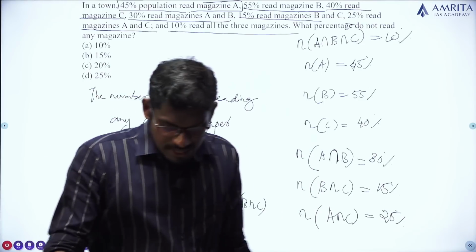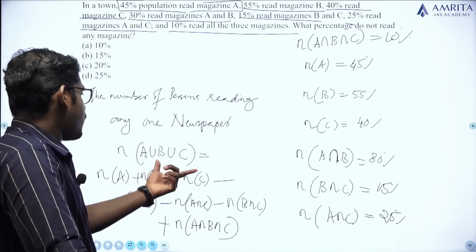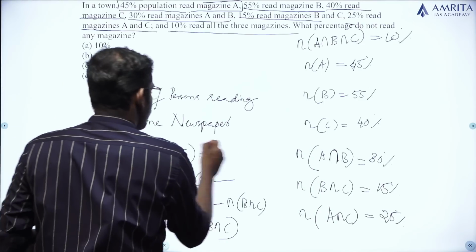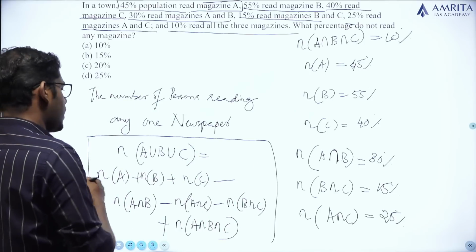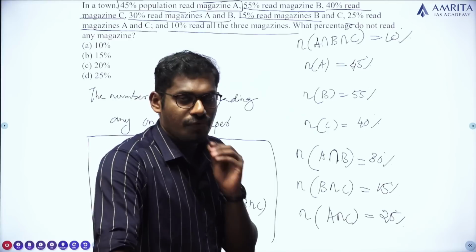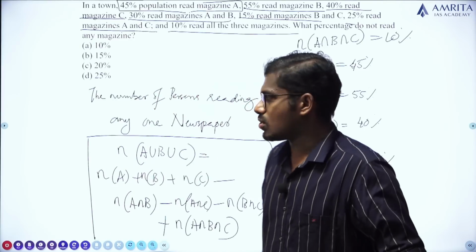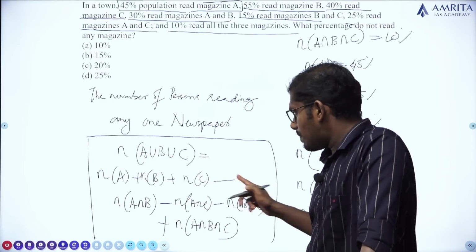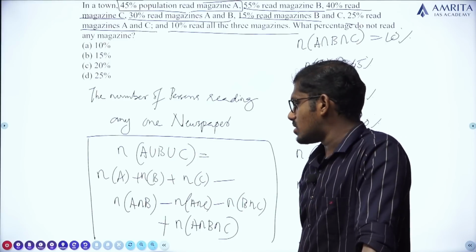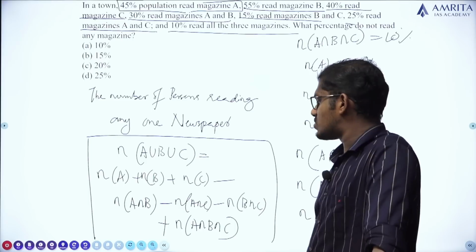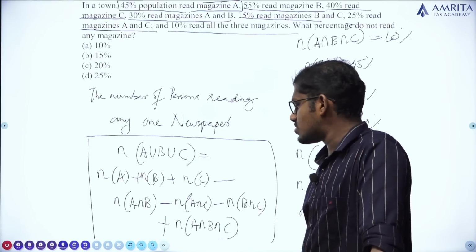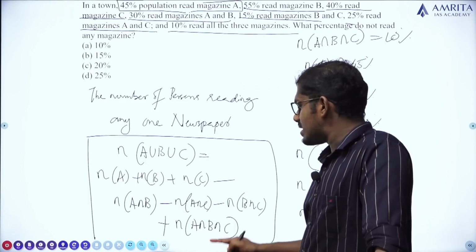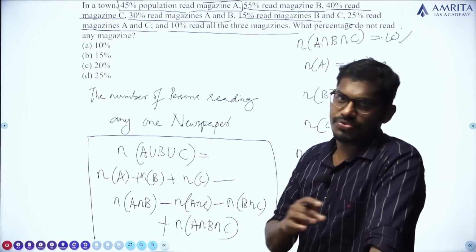Clear? So we are writing number of A. This is a formula which you have to learn by heart: n of A union B union C is equal to n of A plus n of B plus n of C minus n of A intersection B minus n of A intersection C minus n of B intersection C plus n of A intersection B intersection C.